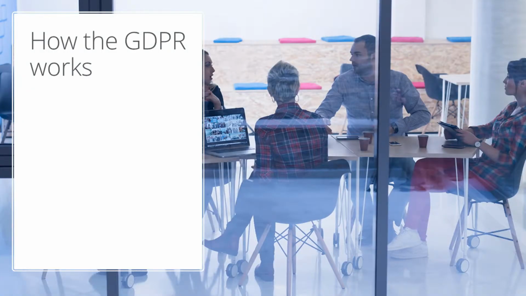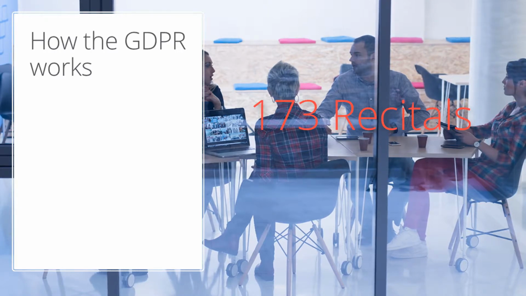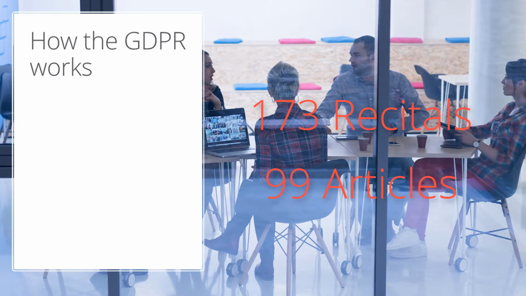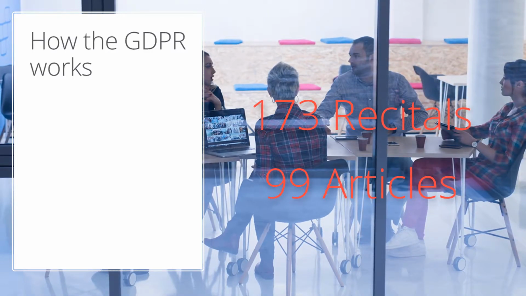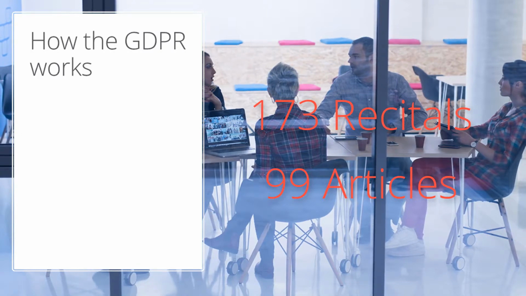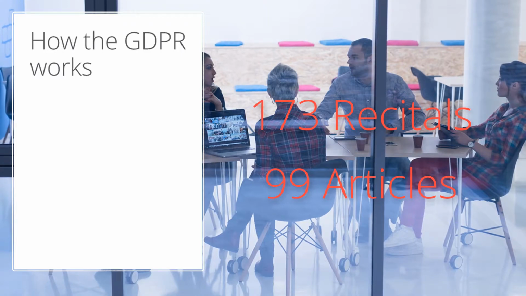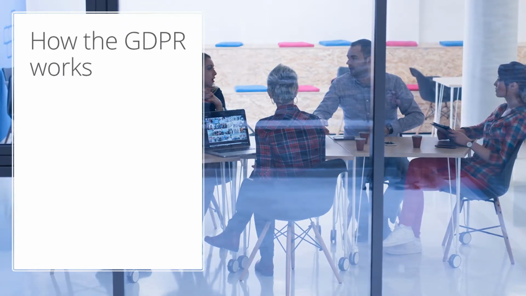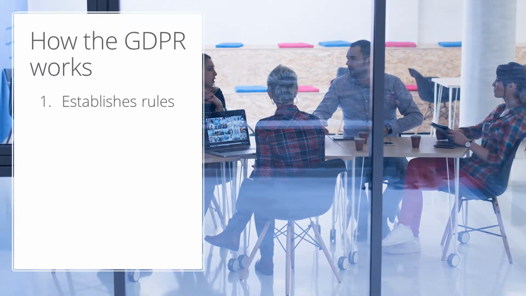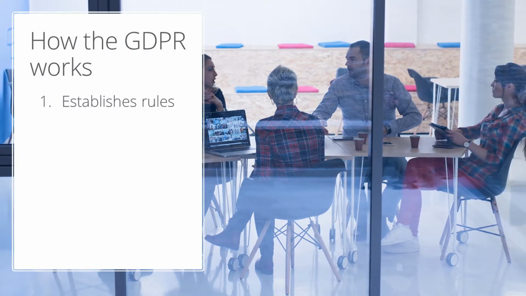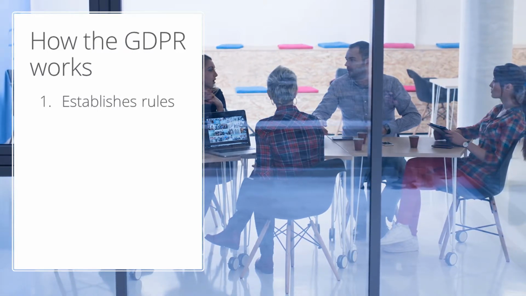So how does the GDPR work? The GDPR consists of 173 recitals and 99 articles. Recitals set out the reasons for and what the regulation is trying to achieve. Articles spell out the regulatory requirements, that is, the rules. Essentially, the GDPR establishes a set of rules companies and organizations processing personal data must follow.